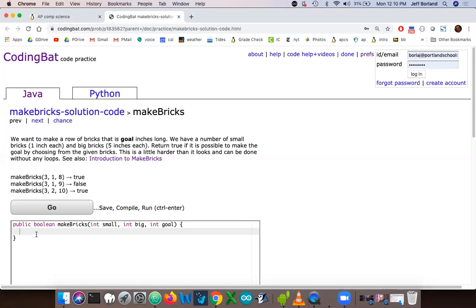Right? So let's think about that. Here we go. If I use the small brick, what's my new goal? Someone in the forum, what's my new goal? If my goal was a goal and I used 1 small brick, my new goal is what?